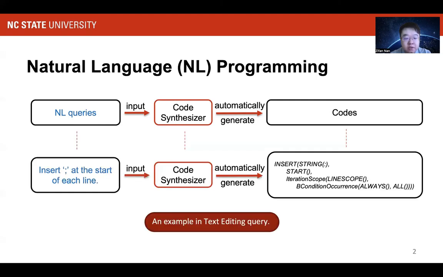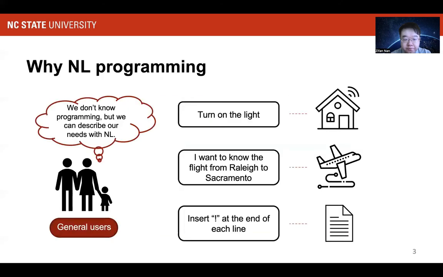For example, in the text editing domain, the English query could be "insert a colon at the start of each line", and the code synthesizer should take this sentence as input and automatically generate the code expression on the right side, which can directly do the insertion work as required by the English query.